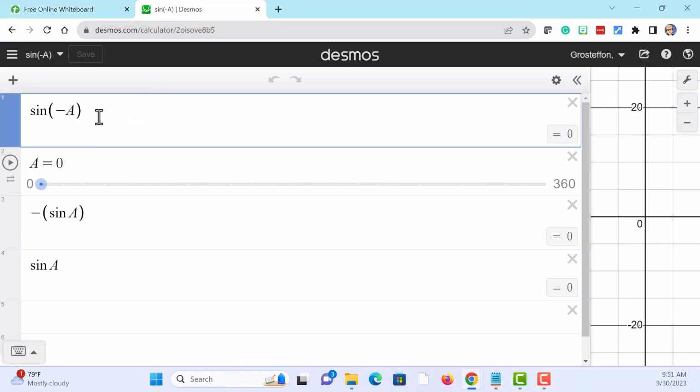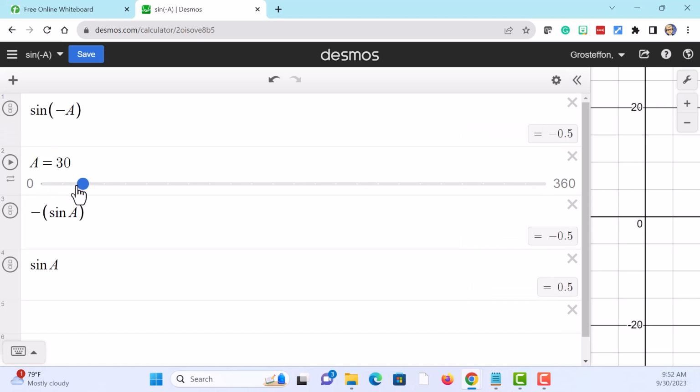So in Desmos, you can see that I've entered the expression sine of minus a at the top, and then down below I've entered minus sine of a and sine of a. And we want to determine which of those two is equivalent to the first. So when a is equal to 0, we see that all three expressions are equal to 0. But let's change a. Let's say a was 30 degrees. Now we see that sine of minus a is negative 0.5, minus sine of a is minus 0.5, and sine of a is positive 0.5.